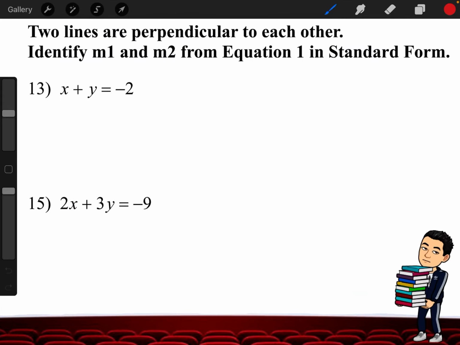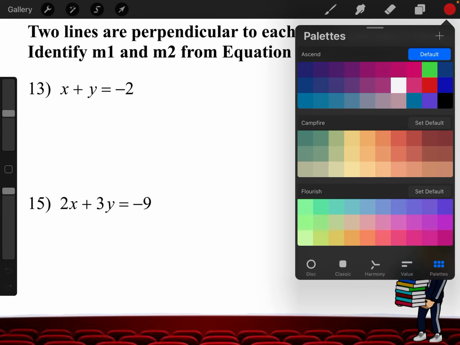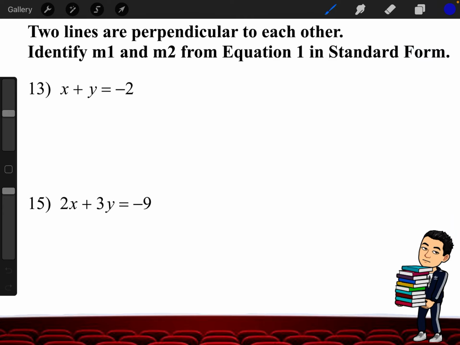Okay, so how do you find the two slopes? Let's look at the given equation. That's going to be the first equation, so that's going to be M1. What we're going to do here is isolate y. You subtract x on both sides, so you have y equals negative x minus 2. You know that this is your slope, so M1 equals negative 1. Okay, we'll use a different color later.